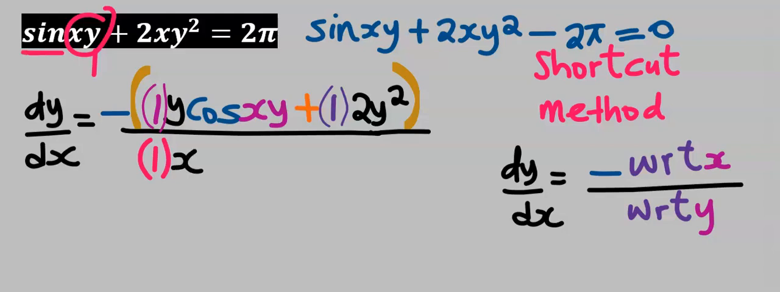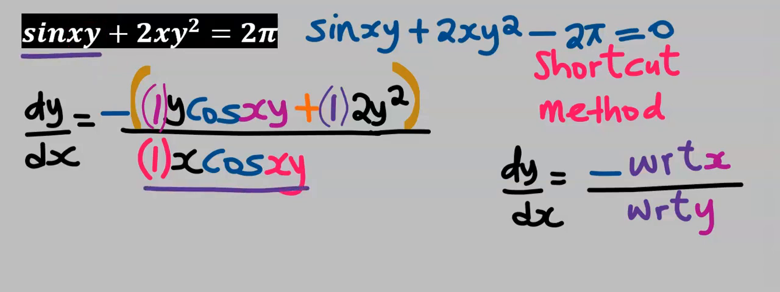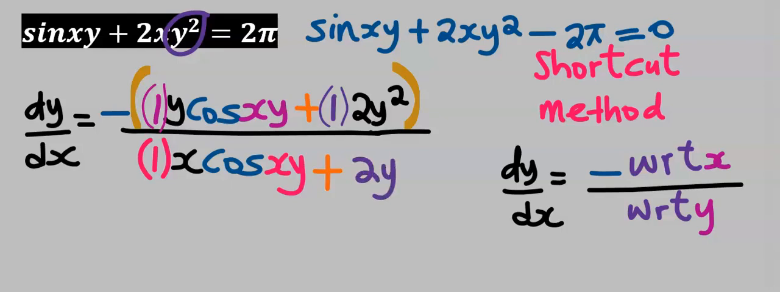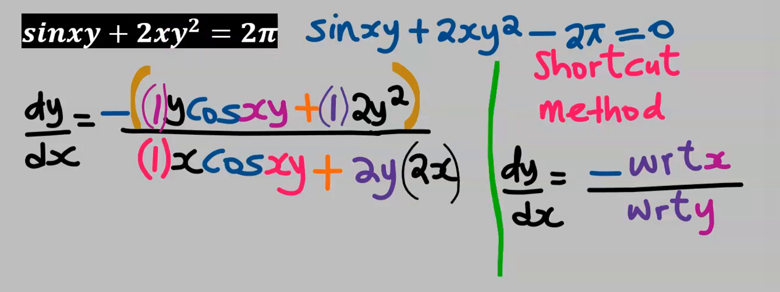Next, differentiate sine and I'm going to get cos. And I will recopy back xy in front of the sine. I'm done with this. Next, I will include this plus. Next, I will differentiate y squared and I'm going to get 2y. However, I will ignore the 2x. Next, we simplify our result.